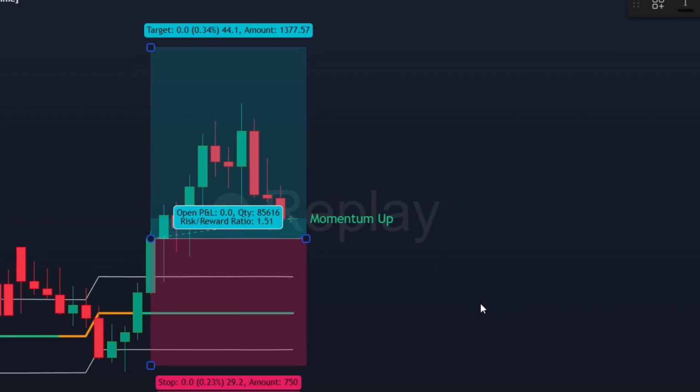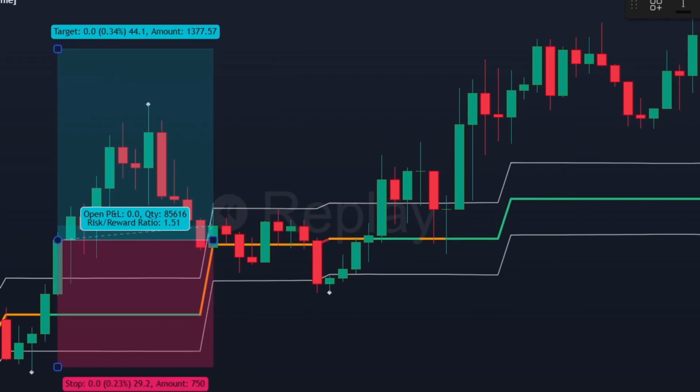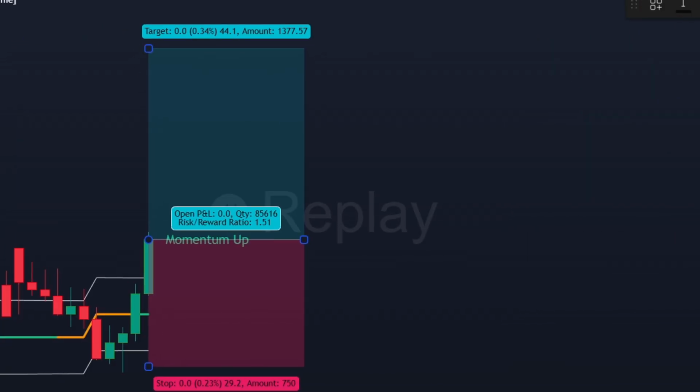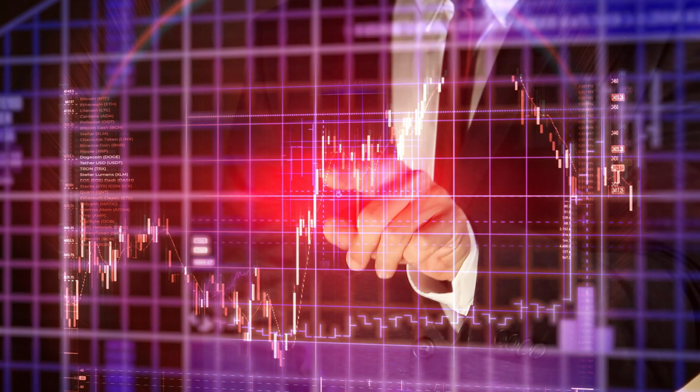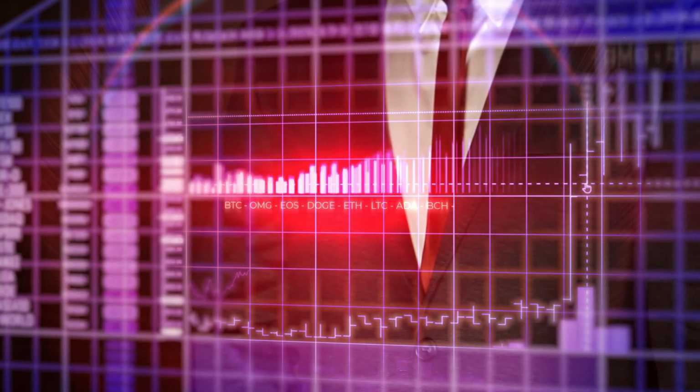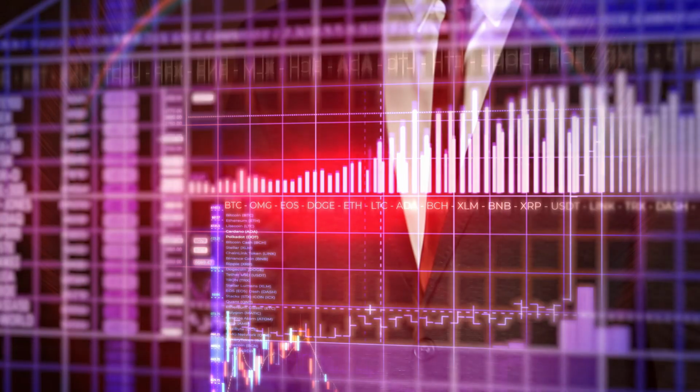And here's the best part. Once you understand how to read it, you'll be able to time breakouts and pullbacks with far more confidence. Stay with me, because if you learn to use this properly, this could easily become one of the most valuable tools in your entire trading setup.